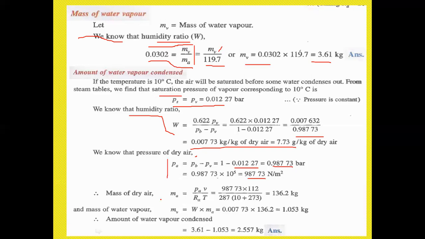Therefore, the mass of the dry air MA is equal to PA V by RT. So PA value into V value divided by 287 into 10 plus 273. So 136.2 kg. Now the mass of the water vapor MV is equal to W into MA. That implies after substituting the value of W and MA, MV is equal to 1.053 kilos. Therefore, the amount of water vapor condensed is equal to 3.61 minus 1.053, that is 2.557 kilos.